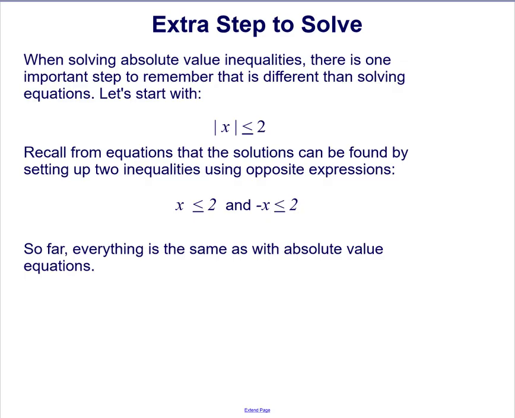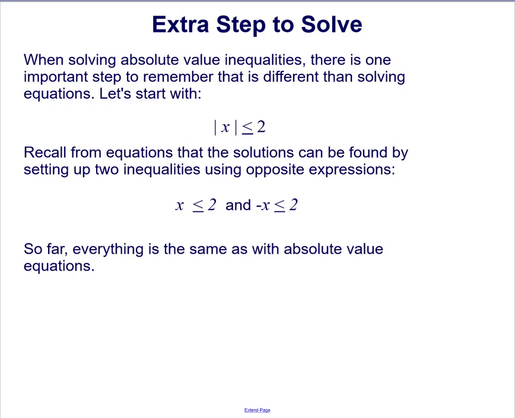When solving absolute value inequalities, there is one important step to remember that is different than solving equations. Let's start with the absolute value of x is less than or equal to 2. Recall from equations that the solutions can be found by setting up two inequalities using opposite expressions. So we have x is less than or equal to 2, and the opposite of x, negative x, is less than or equal to 2. Remember that the absolute value of opposites are equal.